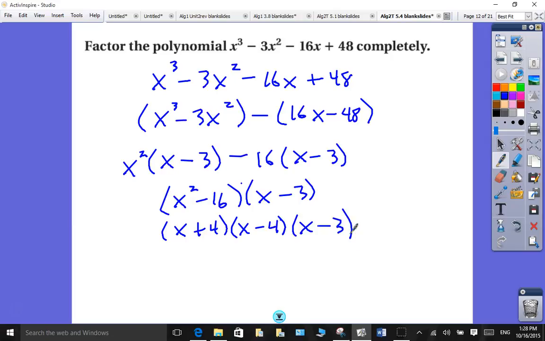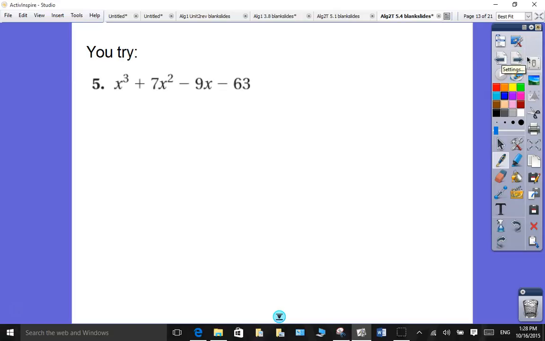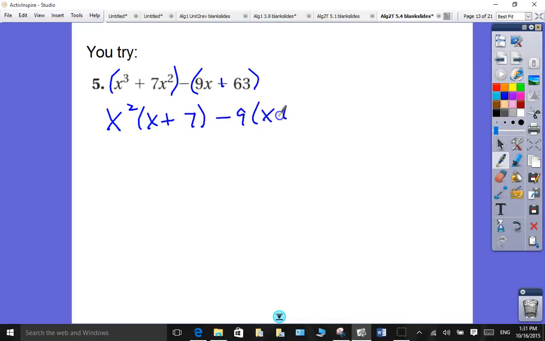Right? So remember, if you see 4 terms, think grouping. So try that one. Okay, I'm gonna save a step here. Watch. Group, minus becomes a plus. X squared times X plus 7 minus 9 times X plus 7. X squared minus 9 times X plus 7.